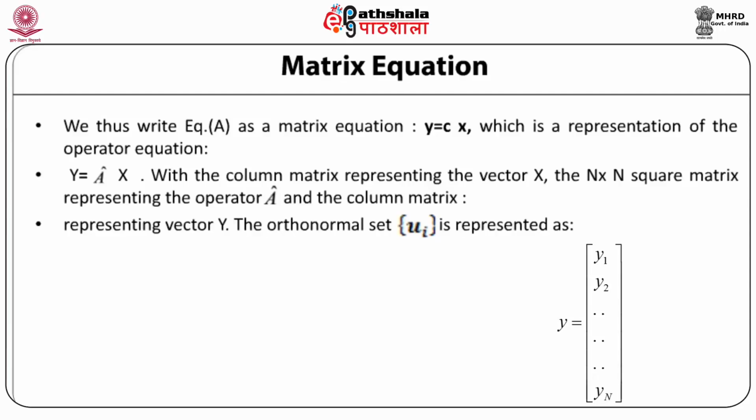So the vector y can be represented as the column matrix y1, y2, y3 and so on till yn, and the corresponding orthonormal set ui is represented as column matrices: u1 is equal to 1, 0, 0, 0 and so on till the nth row 0. u2 is represented as 0, 1, 0, 0 and so on till the nth row 0. u3 is represented as the column matrix 0, 0, 1, 0, 0 and so on till the nth row 0, and so on till the un column matrix is represented as 0, 0, 0 and so on till the nth row whose element is 1.